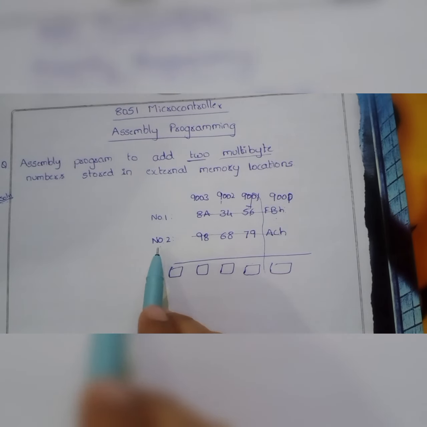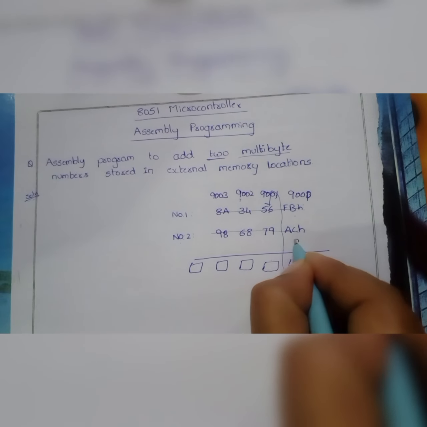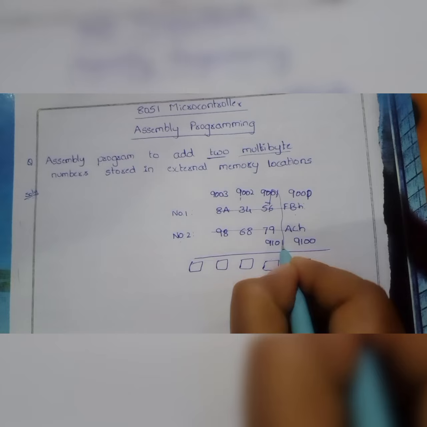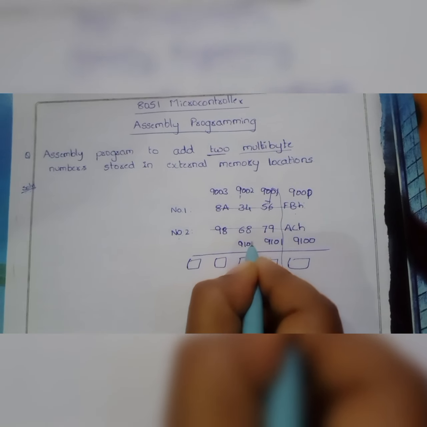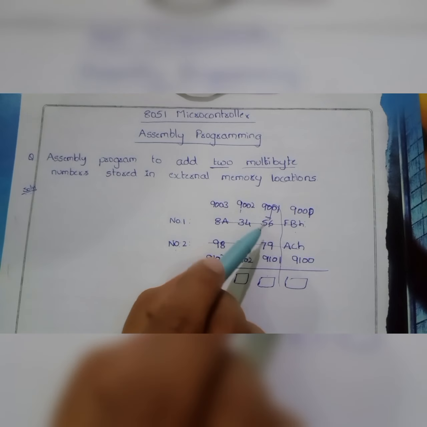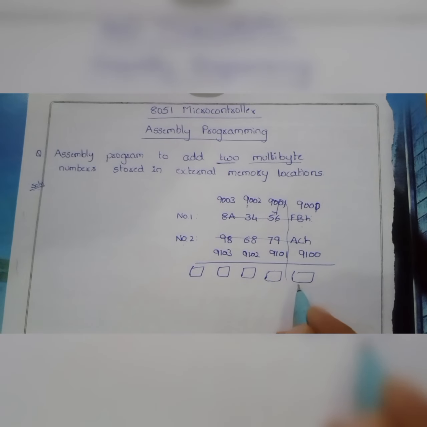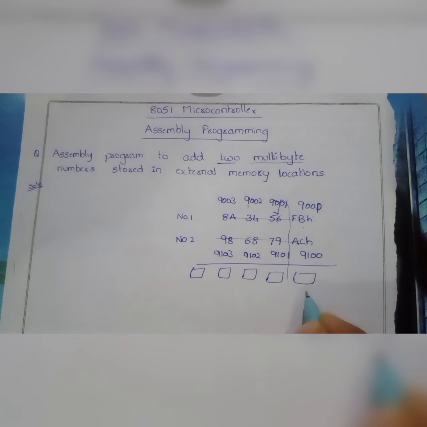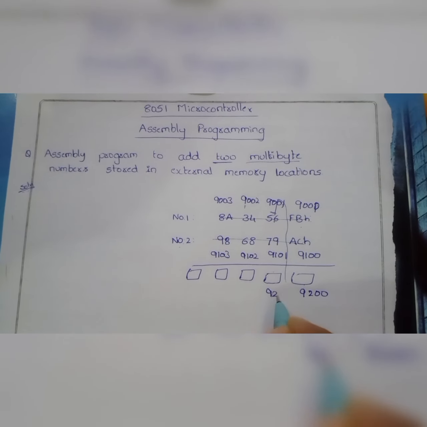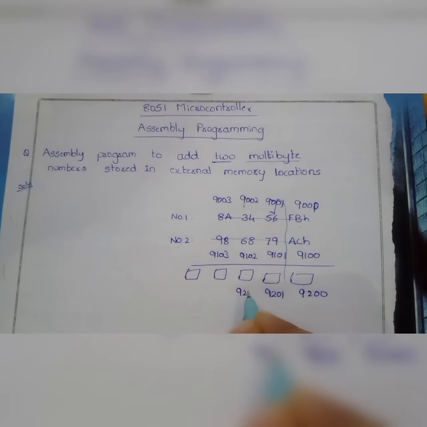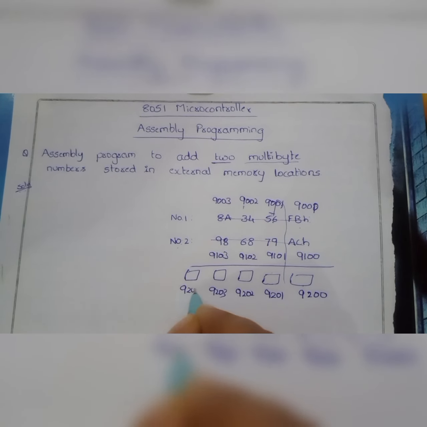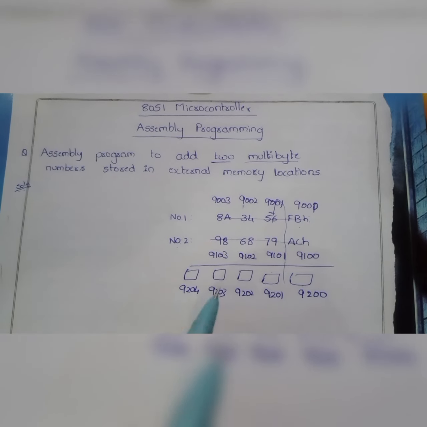Similarly, the second number's least significant byte is stored in 9100. This is stored in 9101, this in 9102, and this in 9103. Once we add these numbers, let us consider that the least significant byte of the result is stored in 9200. The next is in 9201, 9202, 9203 and 9204. So this is what we have to do.